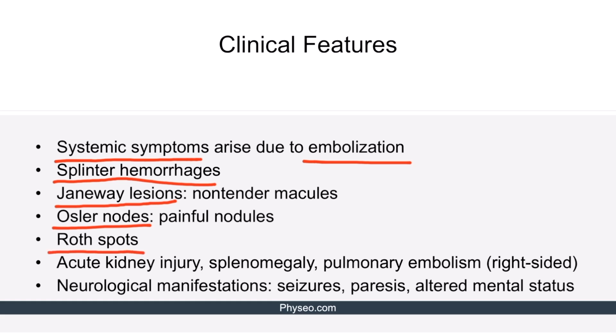Roth spots are exudative, edematous, hemorrhagic round lesions on the retina with a pale center representing microinfarcts. While splinter hemorrhages, Janeway lesions, Osler nodes, and Roth spots are very specific for infective endocarditis, they are not commonly seen in all patients. When septic emboli travel to various organs, they can lead to organ damage from vessel occlusion and subsequent infarction.